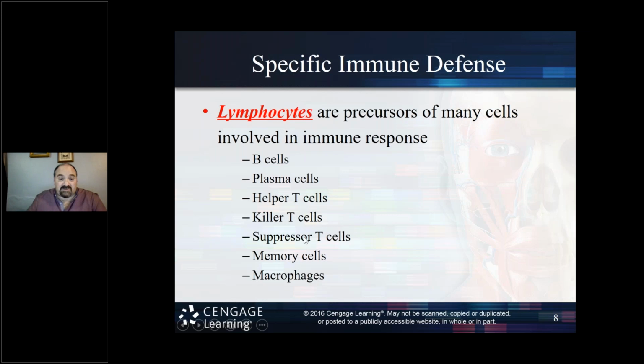And then the suppressor T cells, once the immune response has done its job, we need to suppress the immune response. If we do not do this, folks, if we don't inhibit it, they're also called inhibitory T cells, this can lead to an autoimmune response where we're attacking our own healthy tissues. That's a bad thing.